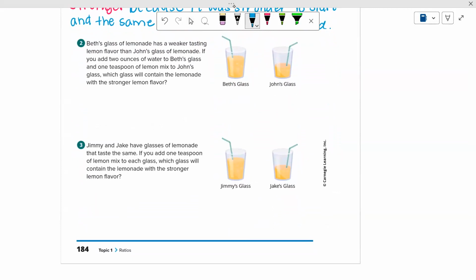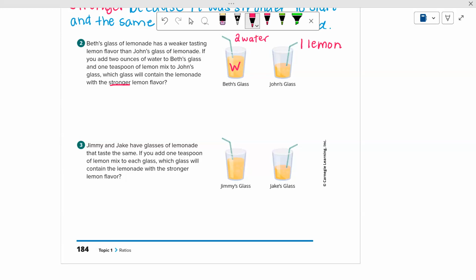Now we have Beth and John. Beth, obviously, just looking at our picture here, Beth obviously has more drink in it than John's glass, right? So Beth has more than John. So let's read what it says. Beth's glass of lemonade has a weaker flavor, so Beth is weaker, than John's glass of lemonade. If you add 2 ounces of water to Beth's glass, and 1 teaspoon of lemon mix to John's glass, which glass will contain the lemonade with the stronger lemon flavor?